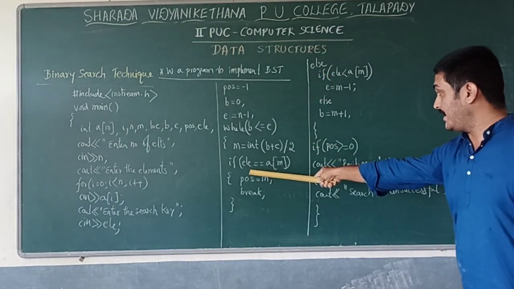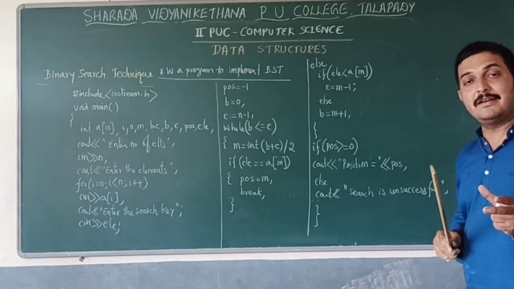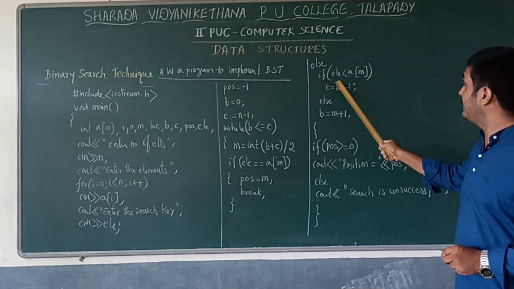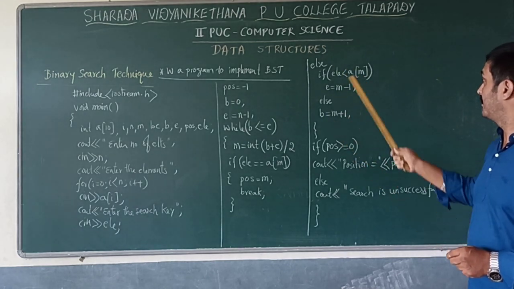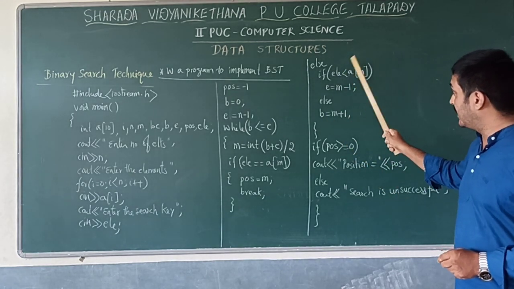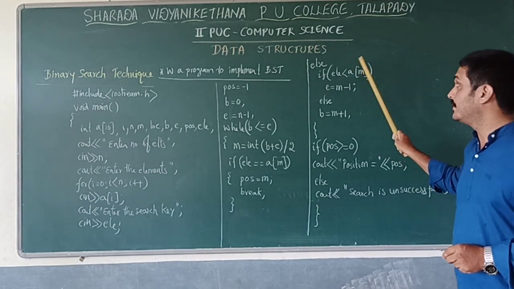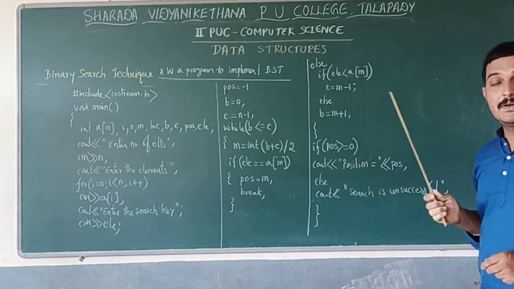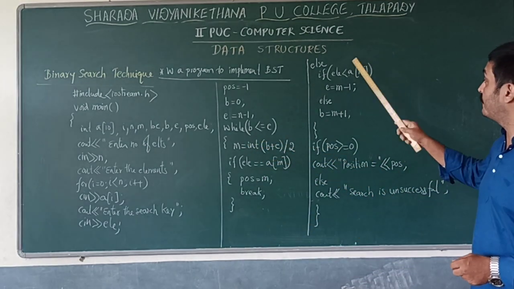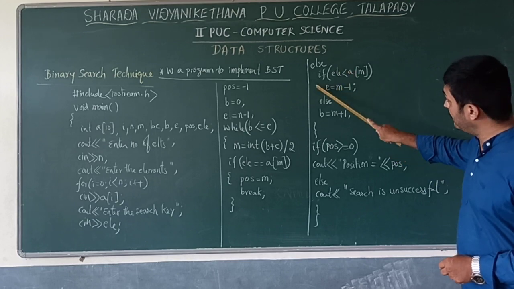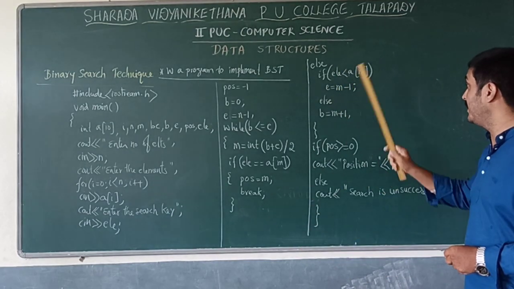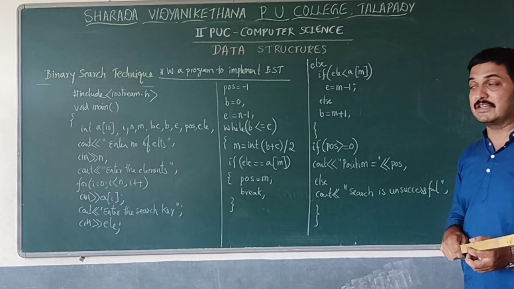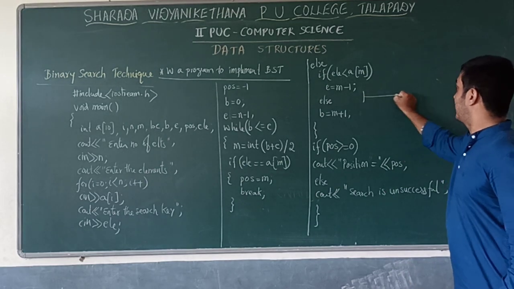Else, if ELE is not equal to A of m, if given element is not equal to the center element, some options are there. Else, if ELE is less than the A of m, that means if given search key is less than the center element, search key is less than the middle element, so what we have to do? Again we have to reallocate the list. How reallocating? Beginning will be 0 only, end is equal to mid minus 1. For example, we have list of elements like this.